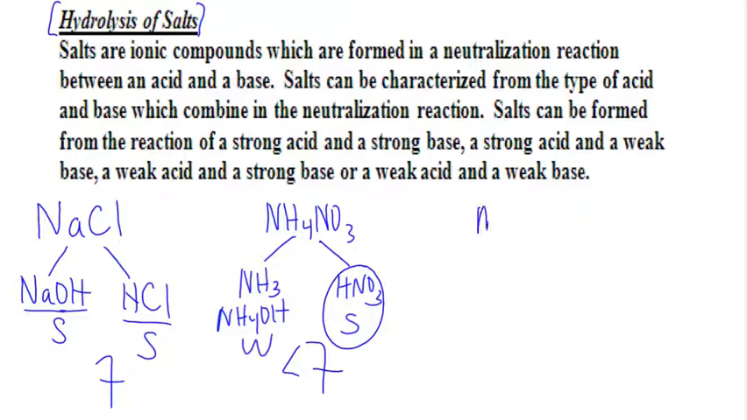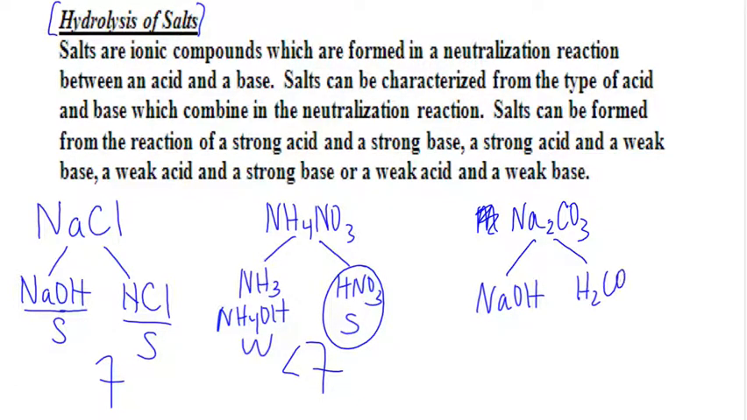And then finally we could do something like sodium carbonate. What is my parent base? Parent acid? We have a strong base and a weak acid. So what's this one's pH range? Greater than 7 because we're basic. So do we get that? That was what we did in Chem 1.